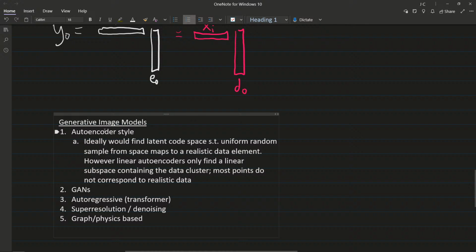I was trying to think though, for the autoencoder style model, would there be a way to, I mean, yeah.